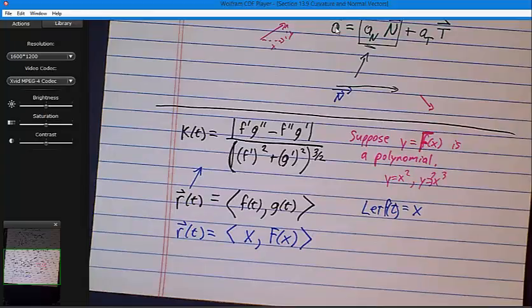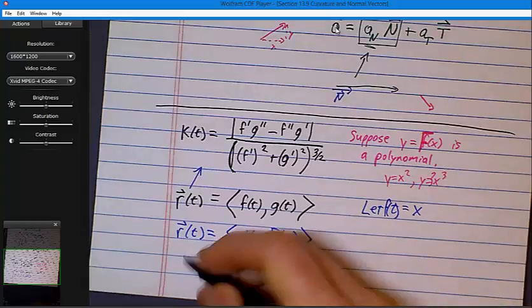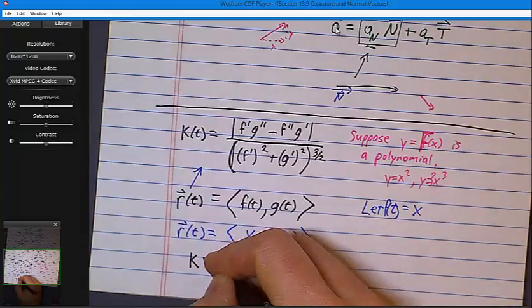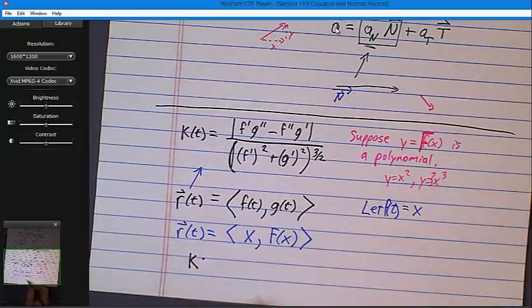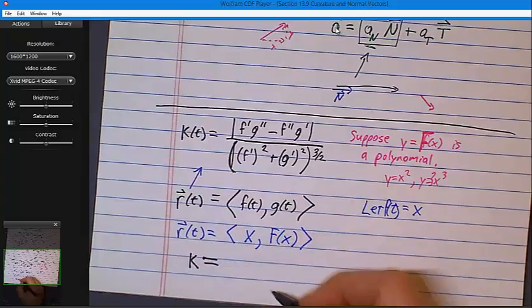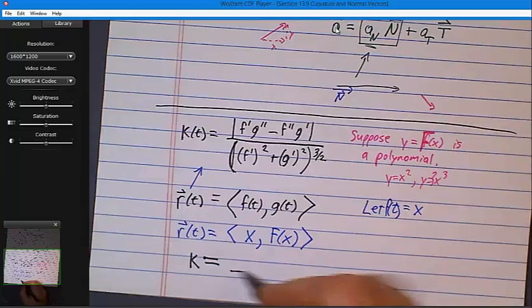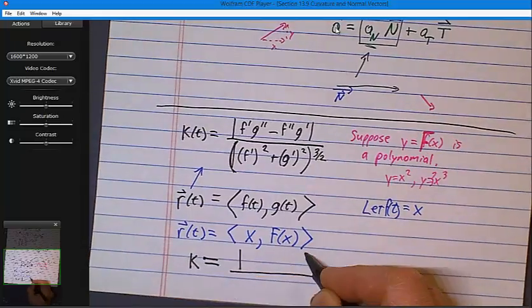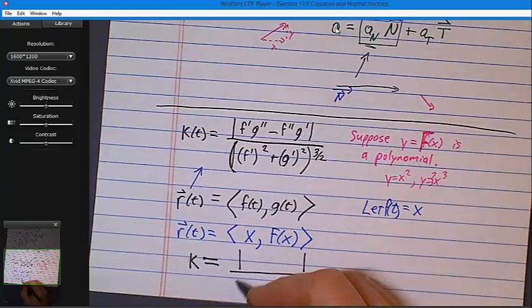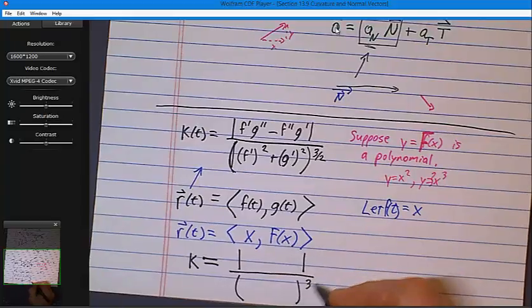So here I go. I'm going to use the curvature formula up above. Let's see what happens. Curvature is given by, well, that formula says it's a magnitude of something divided by something to the 3/2 power. That's okay?